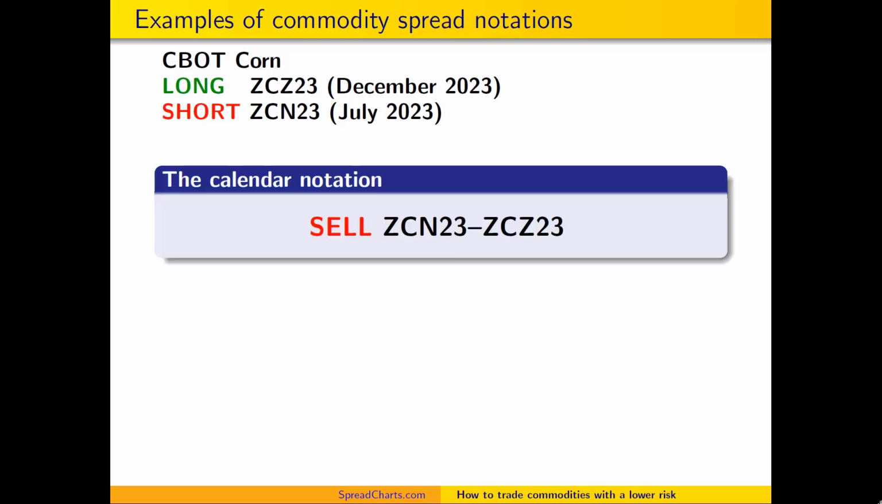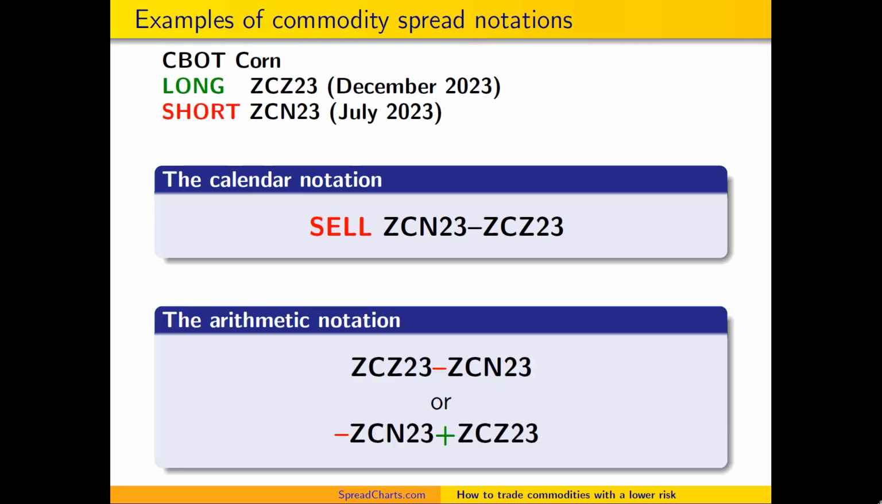With the calendar notation, we will write down the ticker in exactly the same way as with the inverse spread. July goes first, December second. But this time we have to change the prefix to sell, as we would be buying the more distant contract and selling the closer one. With the arithmetic notation, we just assign the correct plus and minus sign to both contracts. That's all.